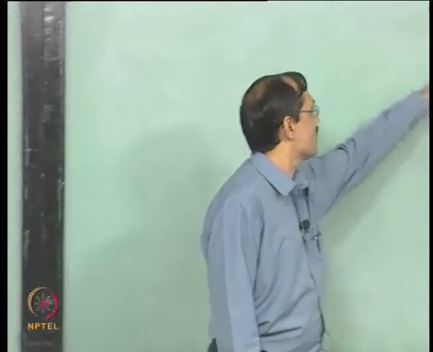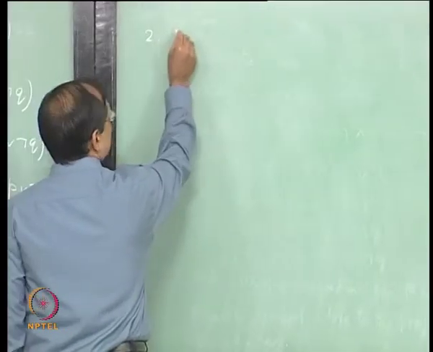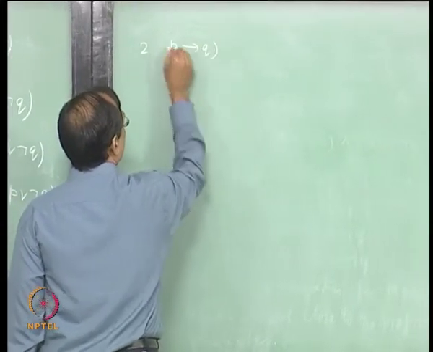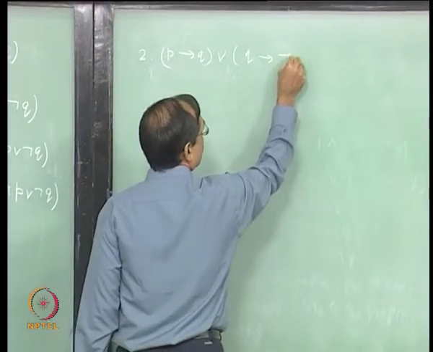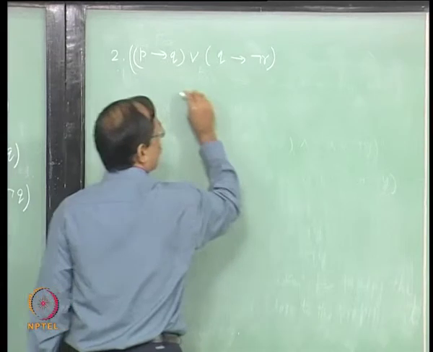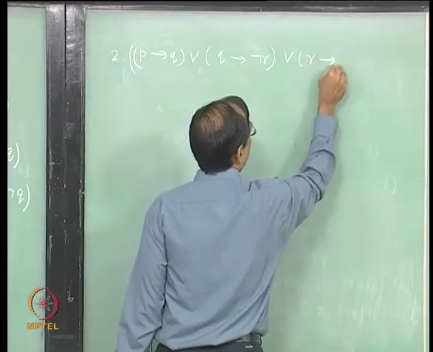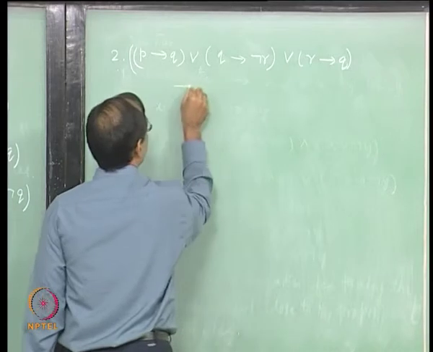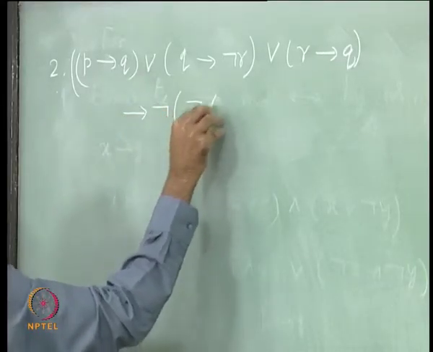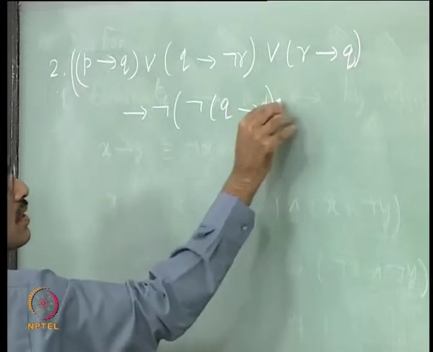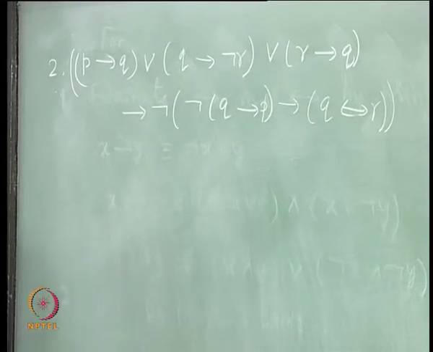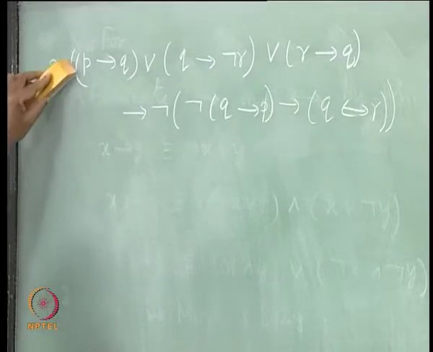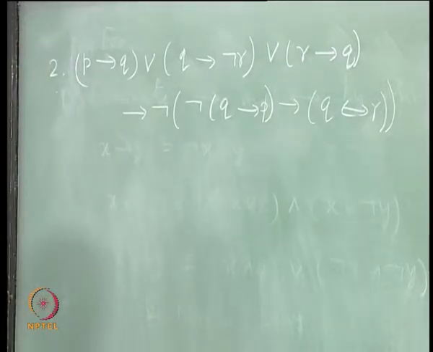So, let us see another. So, second problem: P implies Q or Q implies not R or R implies Q implies not of Q implies P implies Q if and only if R. First parenthesis is not required. Yeah.